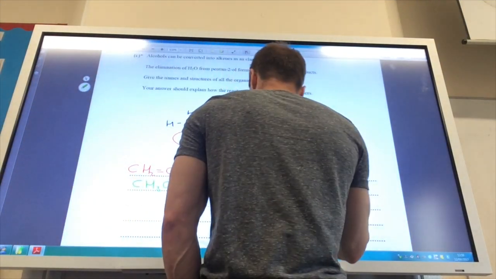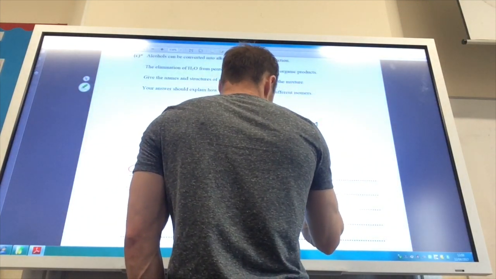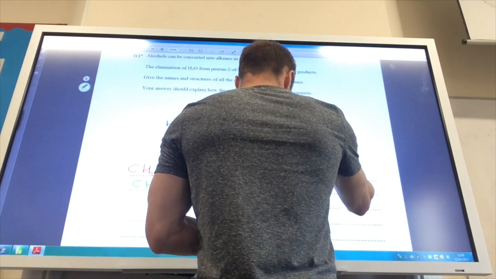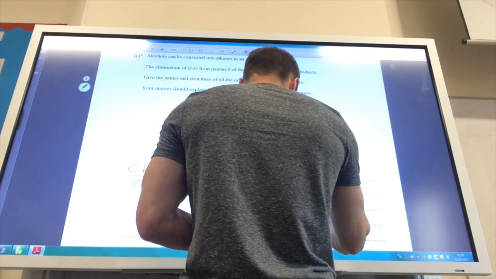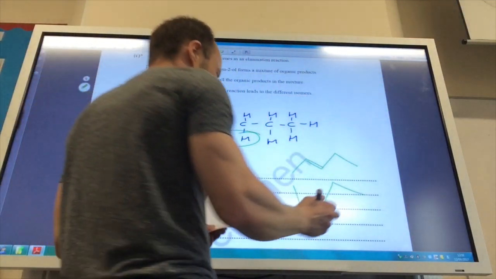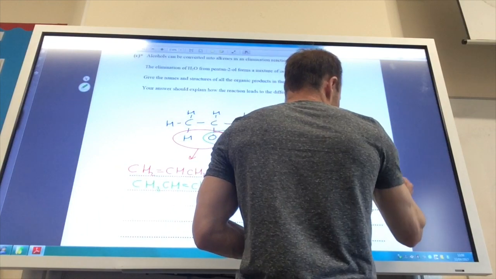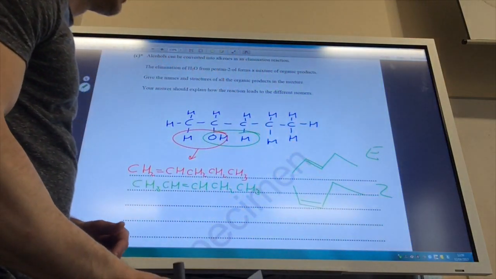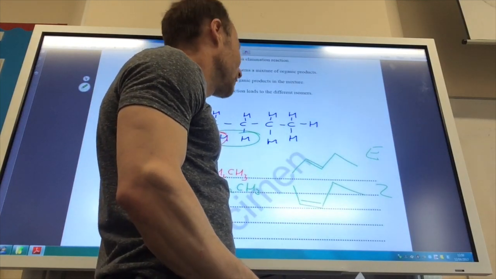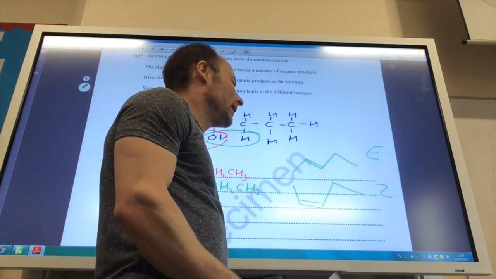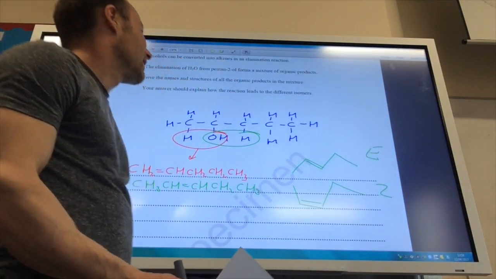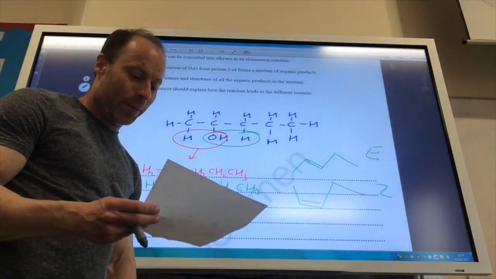So I could make both this isomer, or I could make that isomer there, where of course this is the E isomer and that is the Z isomer there. Or alternatively, this is the cis and that is the trans isomer. So I can make E-pent-2-ene or Z-pent-2-ene as well.